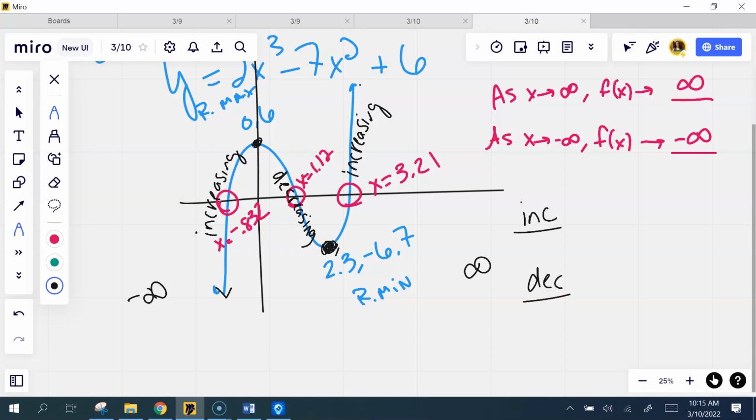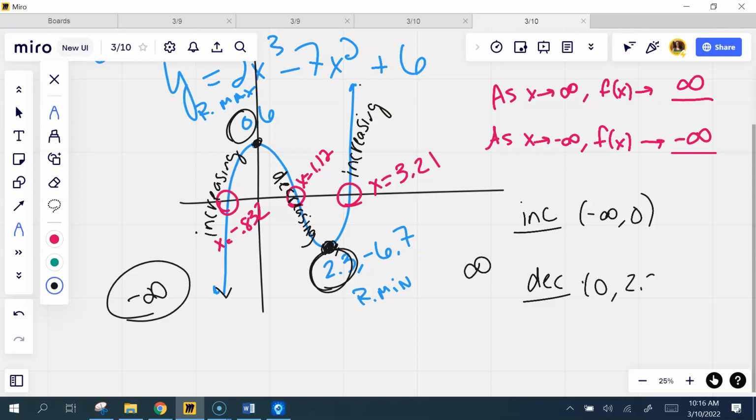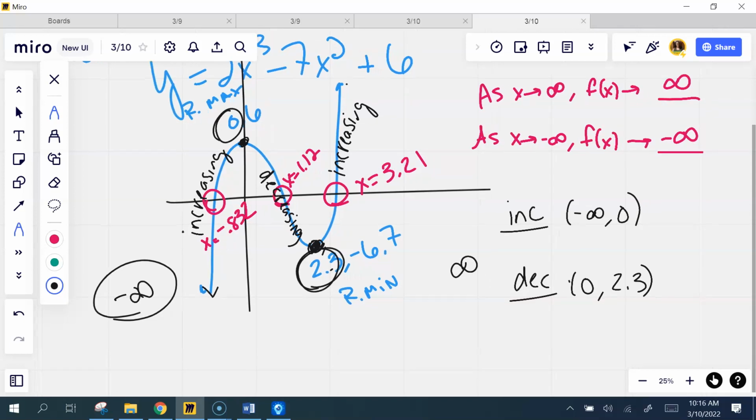Let's look at the first interval. The first interval goes from negative infinity. Remember, I'm using the x values from negative infinity to 0. What is the function doing? Increasing from negative infinity to 0. From 0 to 2.3, what is the function doing? Decreasing. 0 to 2.3. From 2.3, this time I go to positive infinity. What is the function doing? Increasing. So I have something else I need to add here. So to add it, I add it with a u, and I go 2.32.